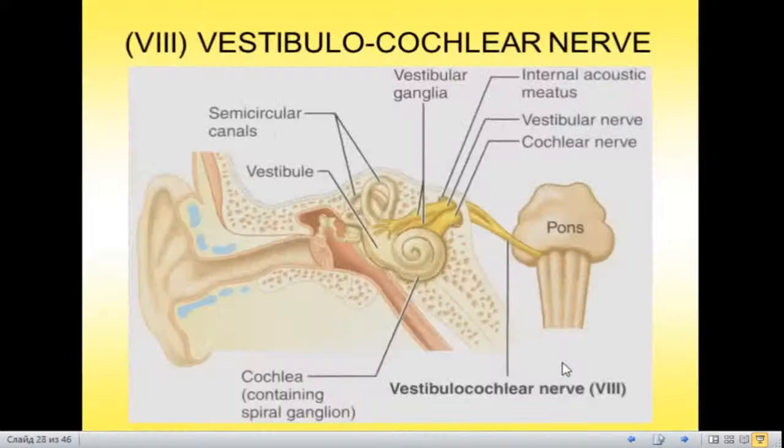Vestibular cochlear nerve. It is sensory nerve. It provides special sense, hearing, equilibrium and balance. It has two parts, vestibular and cochlear. Cochlear part responds for hearing, vestibular part for equilibrium and balance.